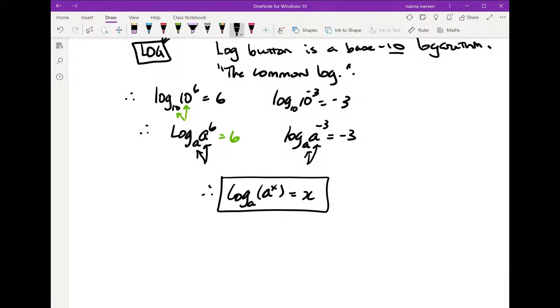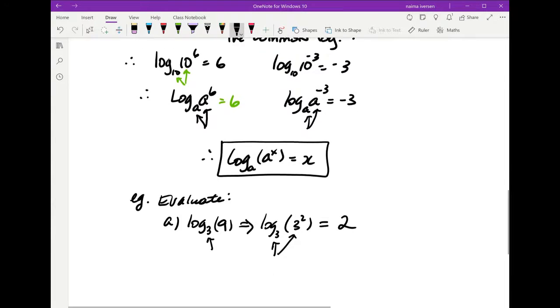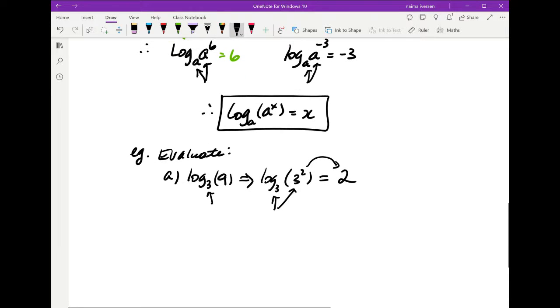Okay, let me show you how that works. We might see something like this, evaluate. So if we want to evaluate something, let's try this one, log base 3 of 9. So the base is 3, so you've got to make sure that you can get that base sitting in there. 9 can be written as 3 squared. So as soon as you can write that as a common base, logs are exponents, and so therefore the answer will be 2, because the 2 pops out since logs are exponents.